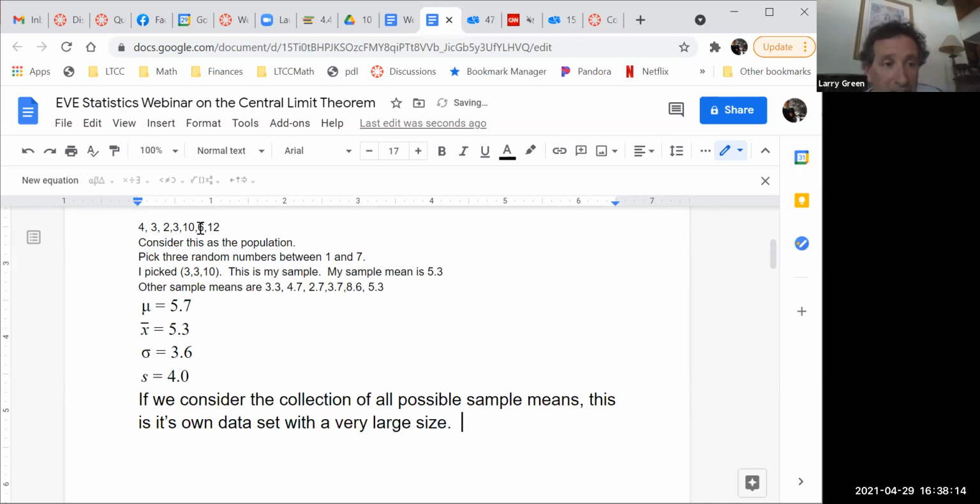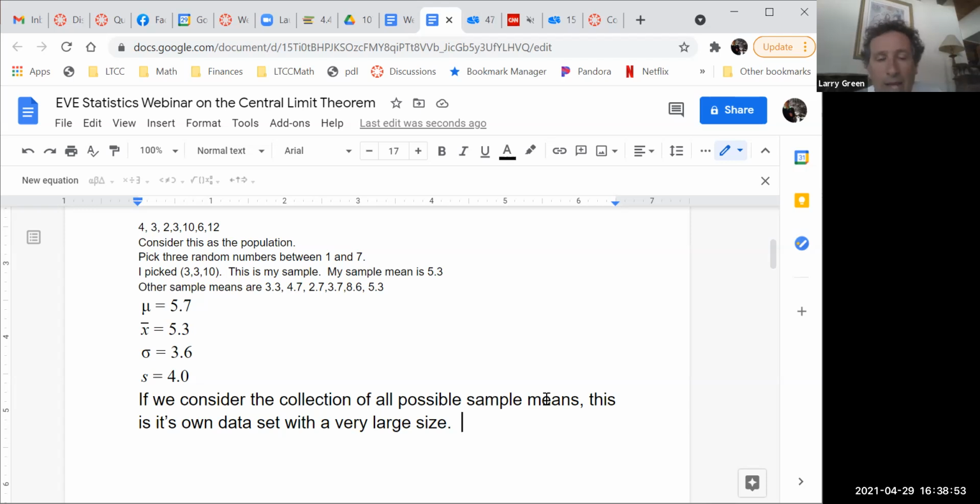Okay, so again, I started with 7 in the population. I'm picking 3. But if you look at the number of ways of picking 3 out of 7, especially if you allow repetition, then it's actually really big. It's 7 cubed. That's in the hundreds instead of just 3 or 7. So we get a data set with a very large size where the data values are each of the sample means.